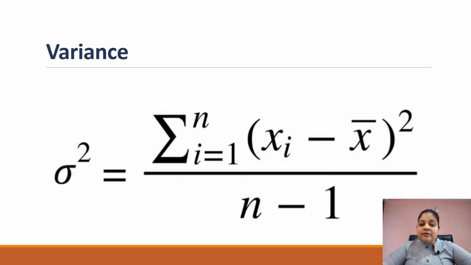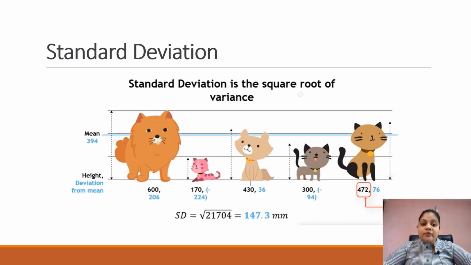To avoid this, we use standard deviation. So let's first see what is the formula of standard deviation. Standard deviation is basically nothing but the square root of the variance. I found this variance as 21704, and to find the standard deviation, I will just find the square root of this particular number. It comes out to be 147.3 millimeters.